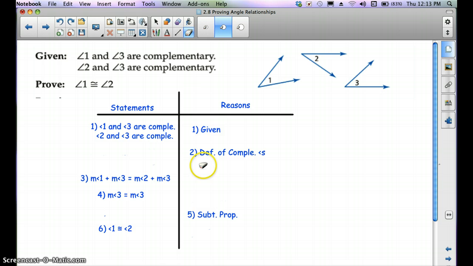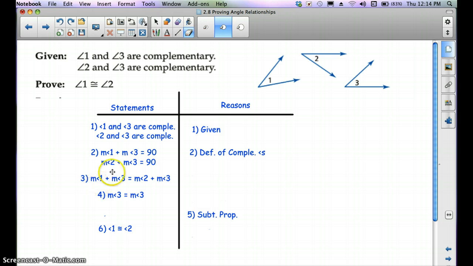So what does that mean to be complementary? First of all, we got to define that. What does that mean? What can we fill in there? Right, it means that these two angles, when you add them together, they equal 90. So let's just get that out of the way.